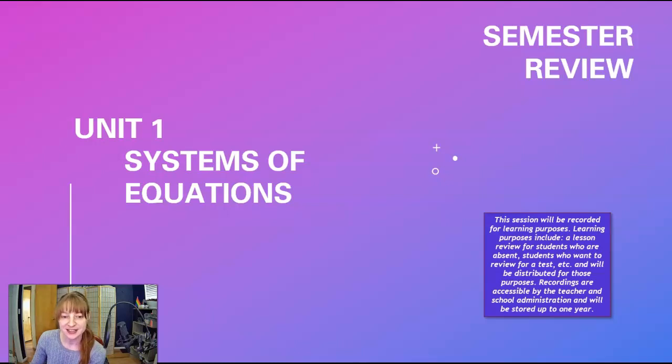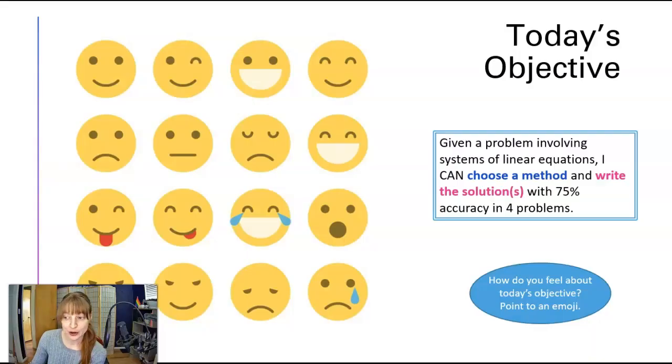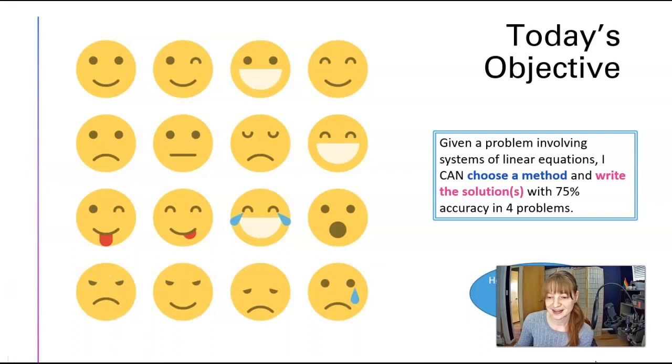So our objective today is pretty much going over everything from Unit 1. Given a problem involving systems of linear equations, I can choose a method to solve and write the solutions with 75% accuracy in 4 problems. So take a look at those emojis there. Think about which one best represents you on this objective.